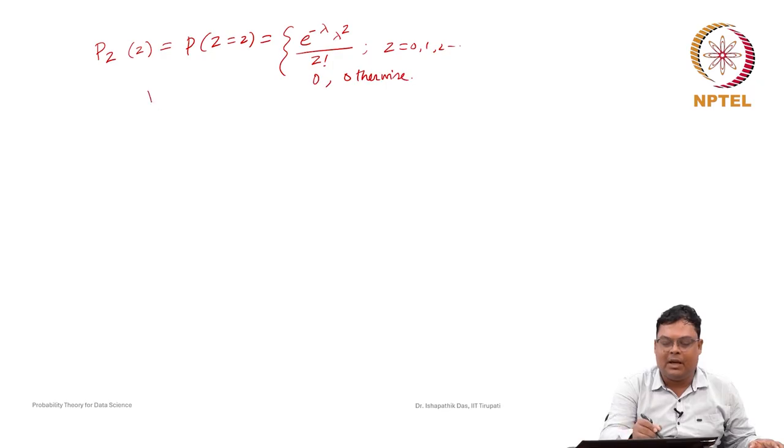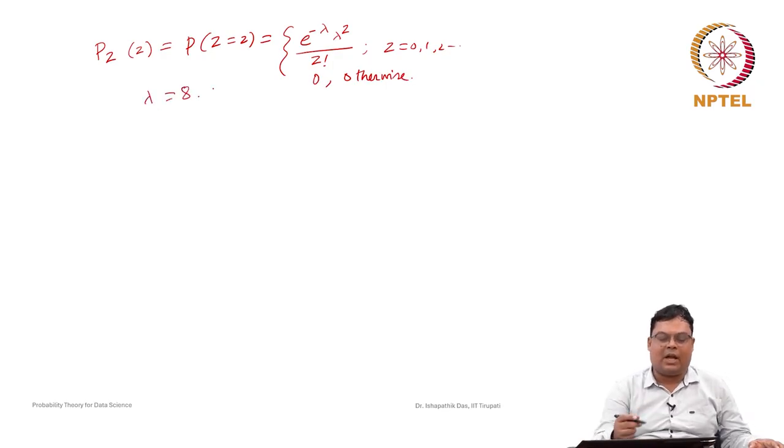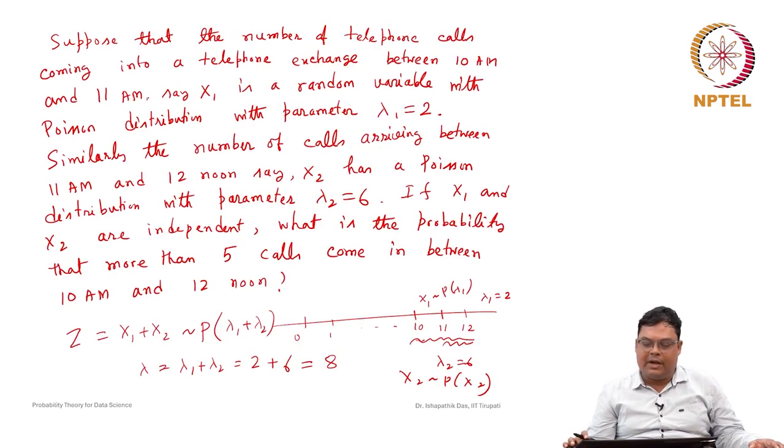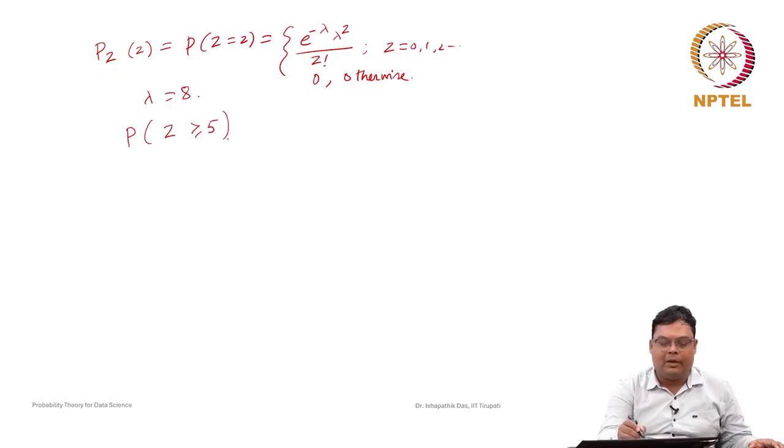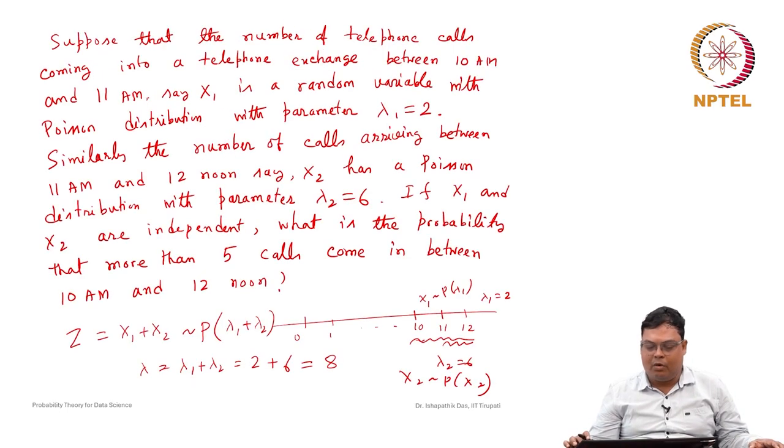What is lambda here? Lambda here is equal to 8. So it is known now, and we can ask any probability. What is the probability that more than 5 calls come in between 10 and 12 noon? More than 5 calls, how will we find it? This is the probability that Z is less than or equal to 5.